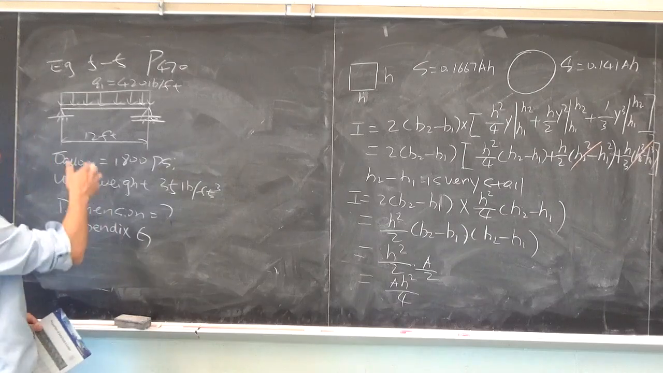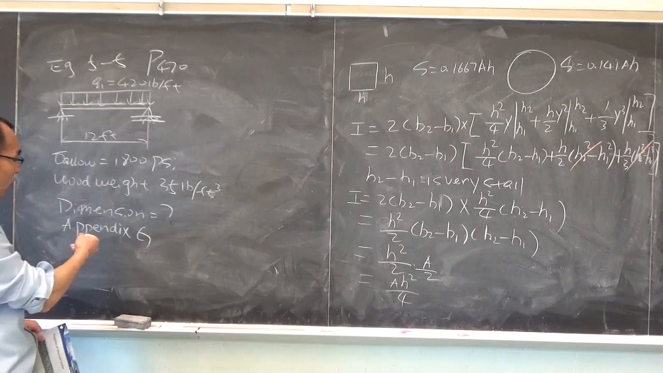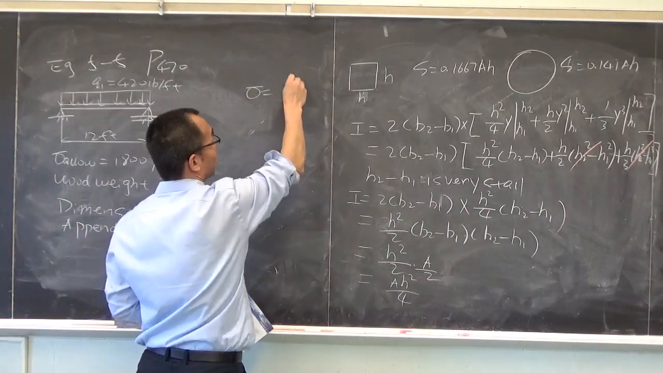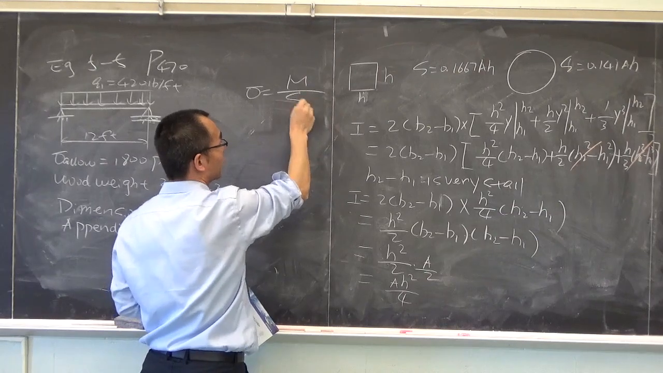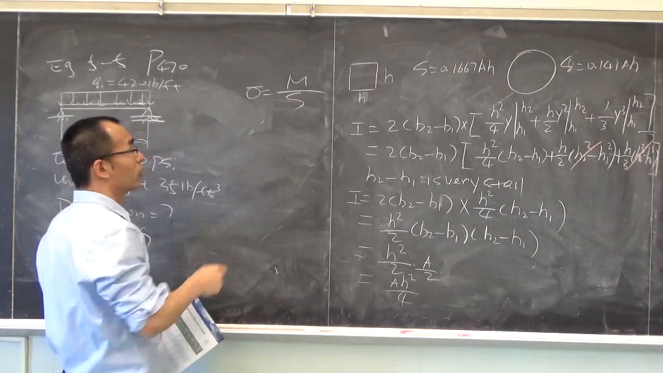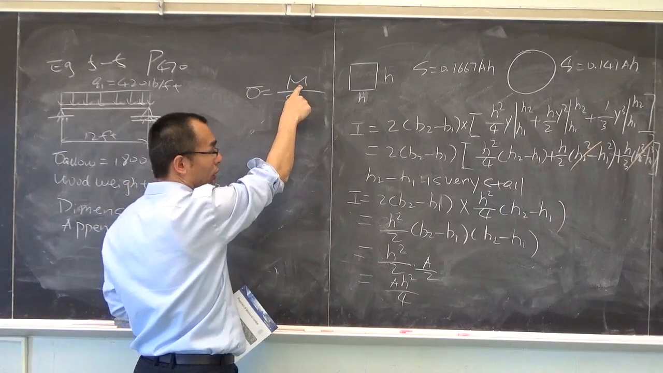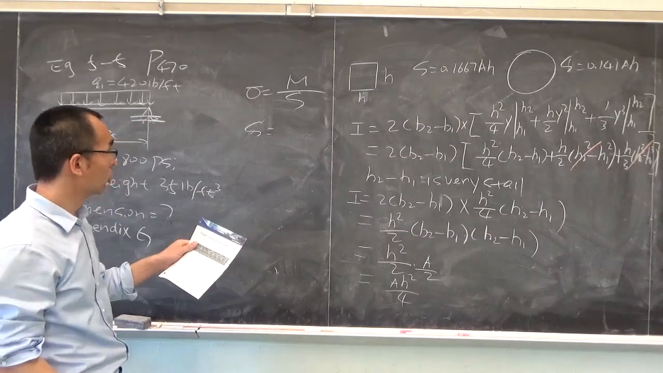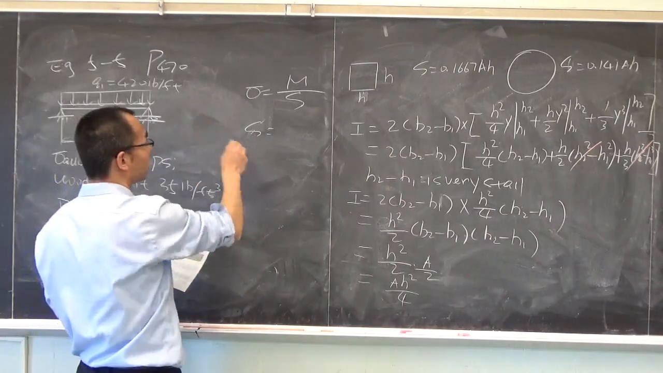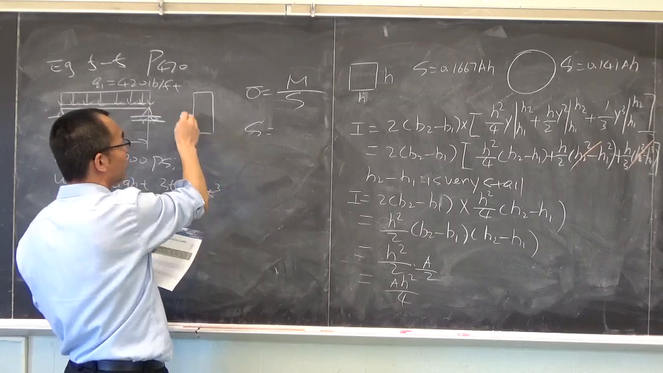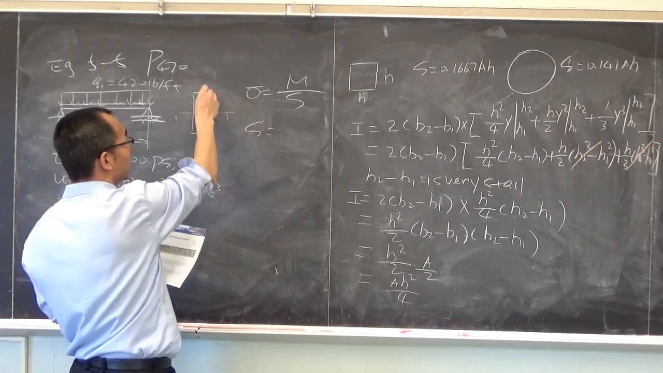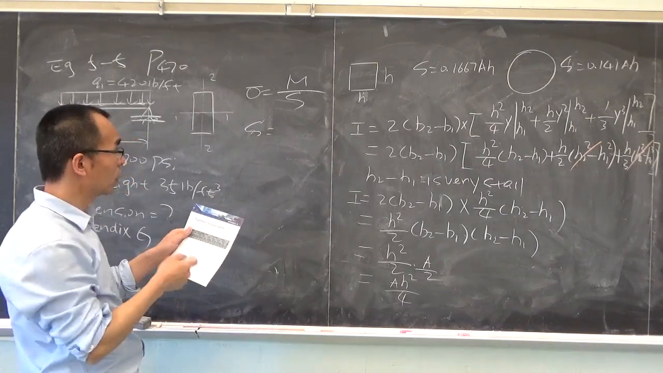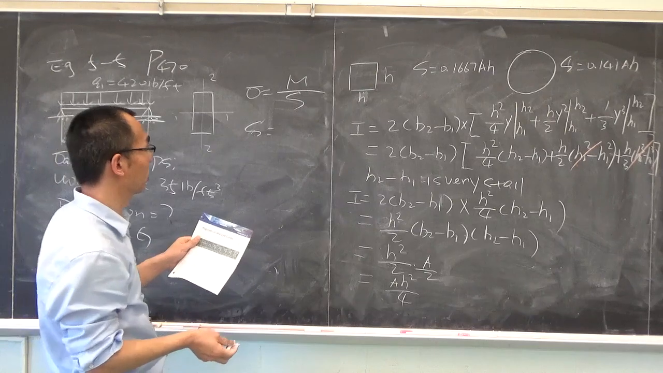Generally, if we are looking for the dimension, we know the allowable stress is equal to bending moment divided by section modulus, right? So if we give a load, we can calculate the bending moment, then we can get the section modulus. In this table, for the beam with a rectangle cross section, you will see this is S1, this is S2. Based on different dimensions, you will have different section modulus.